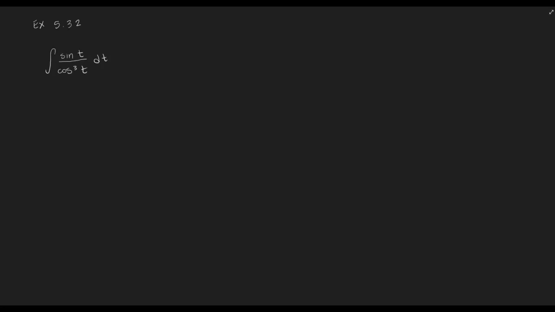Substitution is a super powerful tool, and it allows us to find antiderivatives for more complicated functions. For example, here we're looking for the antiderivative of sine t divided by cosine cubed t. We don't have a rule for that, so we're going to do our best to use substitution to clean it up in a way that we can integrate the function using one of our rules that we already know.